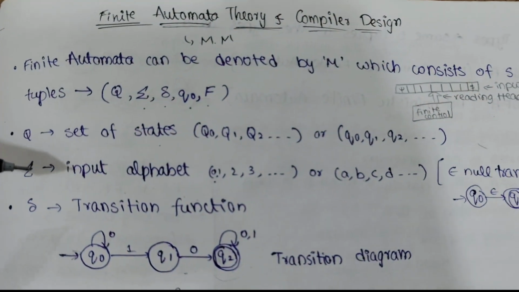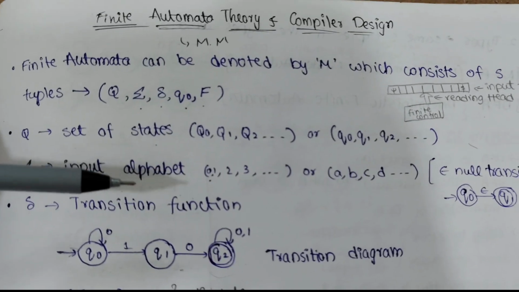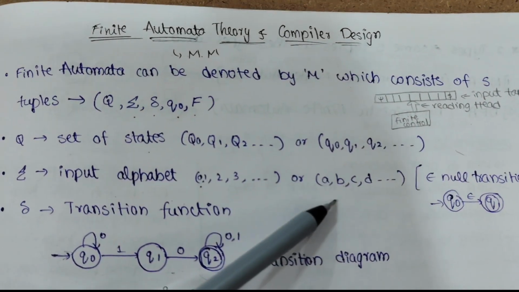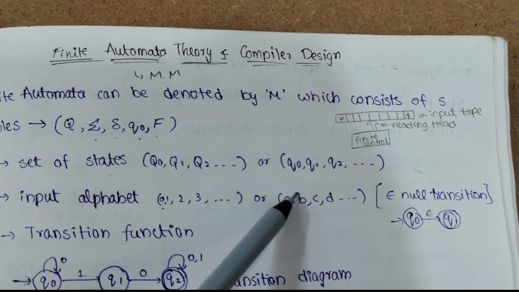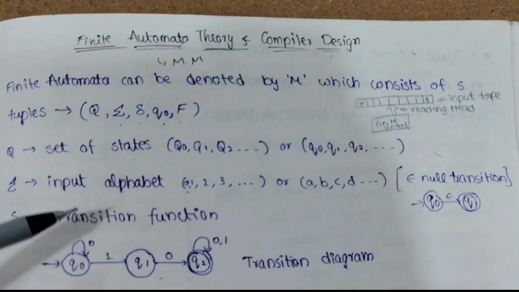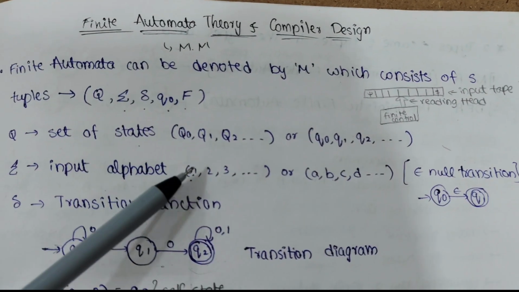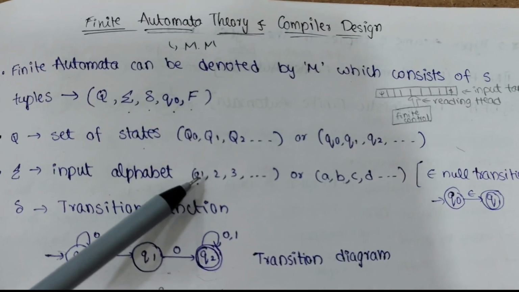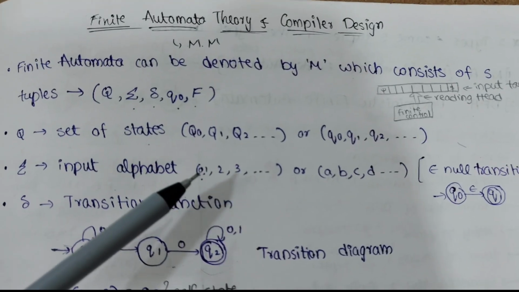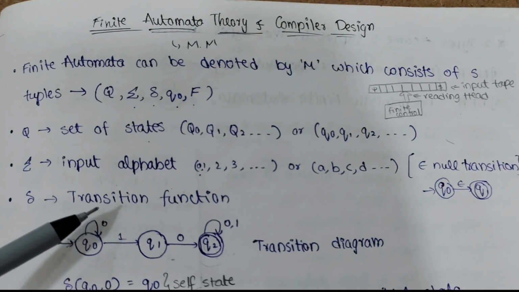Next one is sigma. Sigma is nothing but the input alphabet. It can be numbers or alphabets, only small alphabets, 0 to infinity, and a, b, c, d, they are 26. Actually this is infinite, we don't consider this as finite, so we use 0, 1 as binary alphabets. Next is delta, which is the transition function.